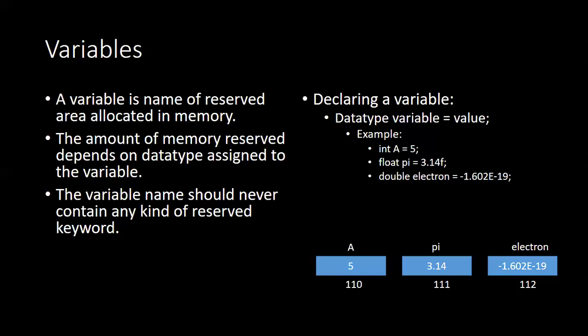For example, suppose int a equals 5. Here a is the variable name, 5 is the value, and int is the data type. So 5 is a valid integer type data which has been stored inside the variable a.